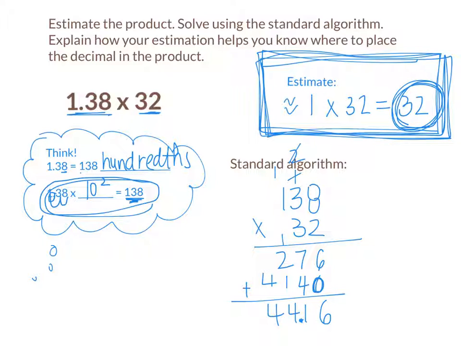It's like I temporarily made it 100 times bigger, just so I can only have whole numbers. But then when I get to the end, I have to divide by that 100. Does that make sense? Good. So do you see how we were able to use our estimate to find a reasonable place to put our decimal point? Very good.